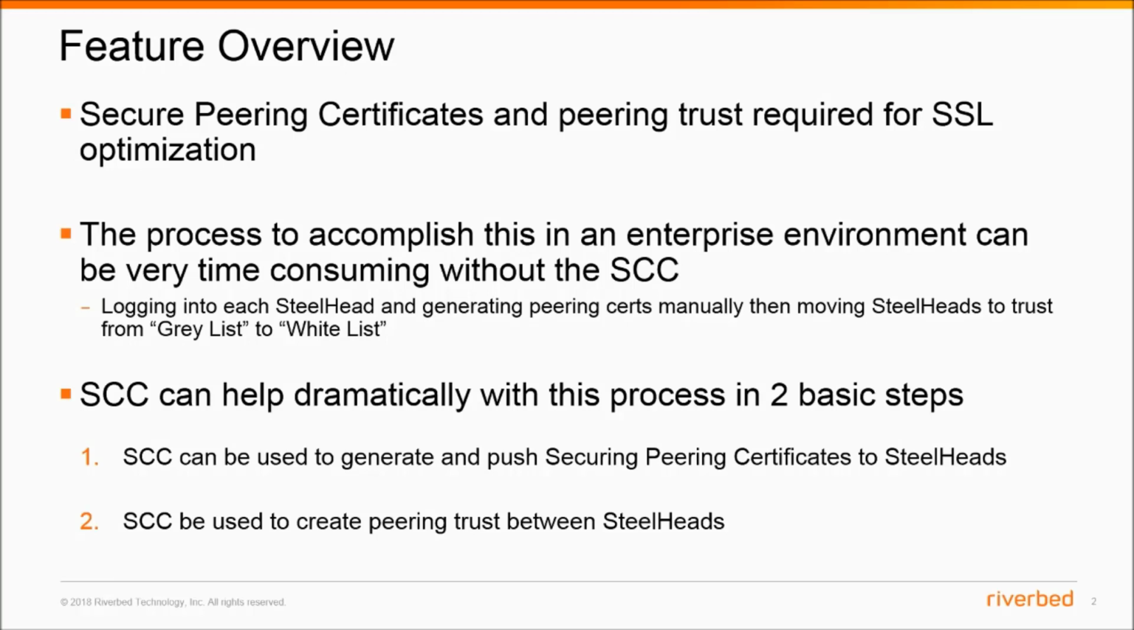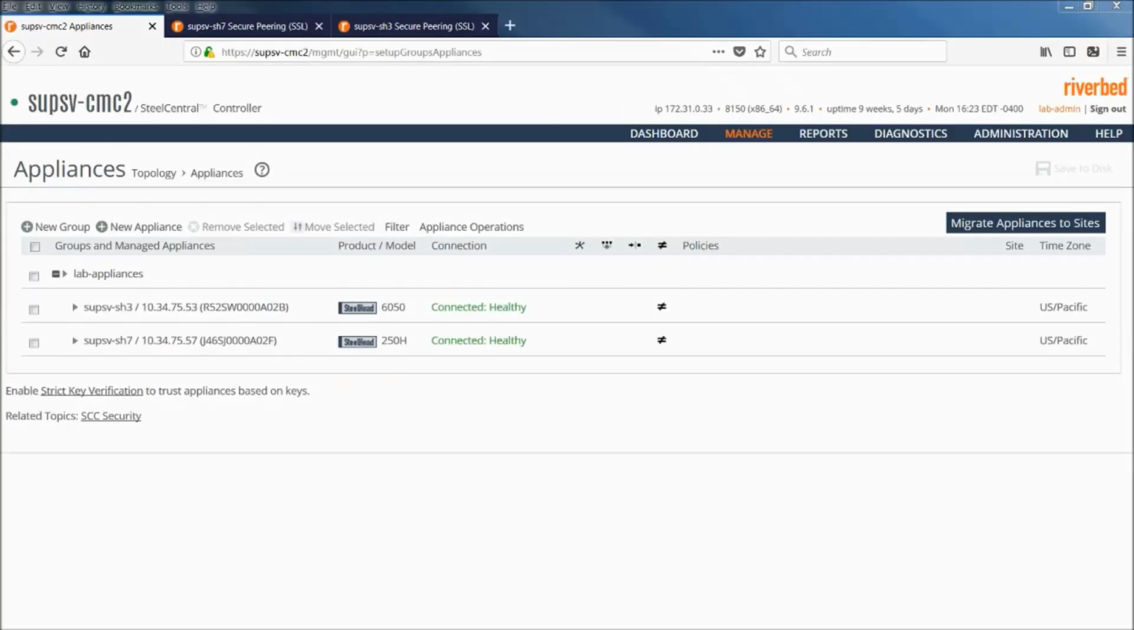With the SCC, we can dramatically reduce this process down to two basic steps. The SCC can be used to generate and push secure peering certificates to the Steelheads, and in addition to this, the SCC can also be used to establish the peering trust between Steelheads. As mentioned earlier, it is very easy to use the SCC to generate and replace peering certificates on the Steelheads, in addition to establishing the peering trust.